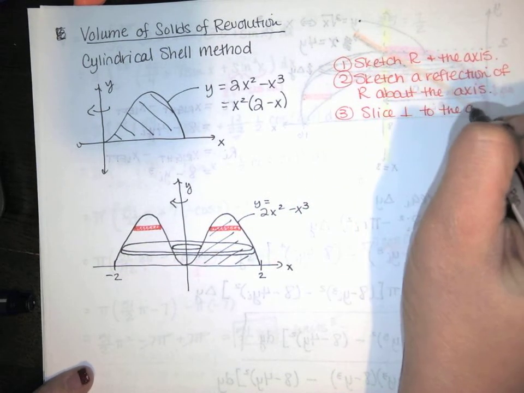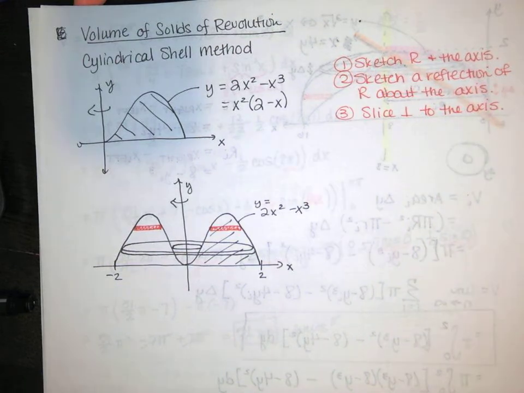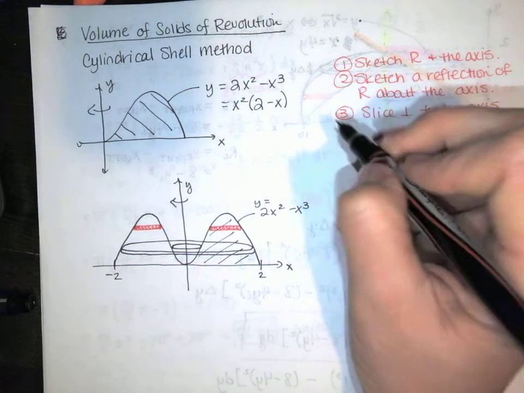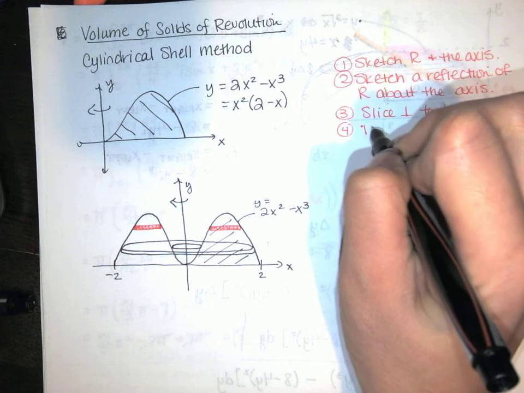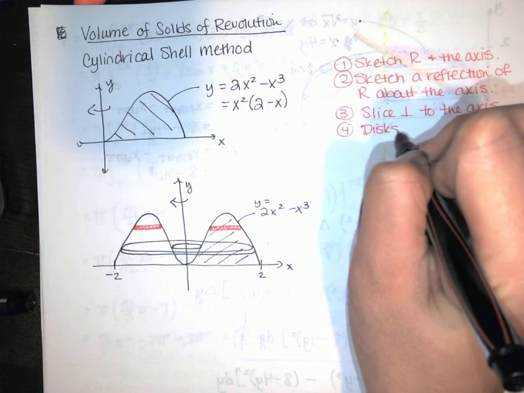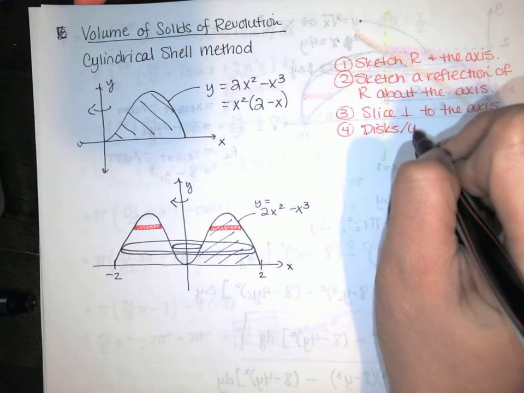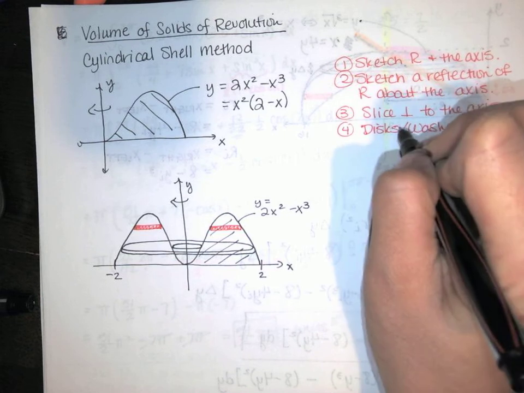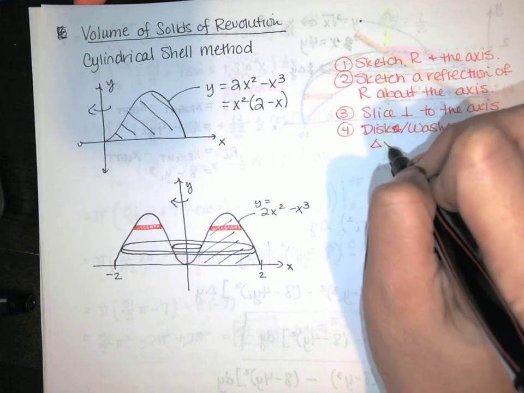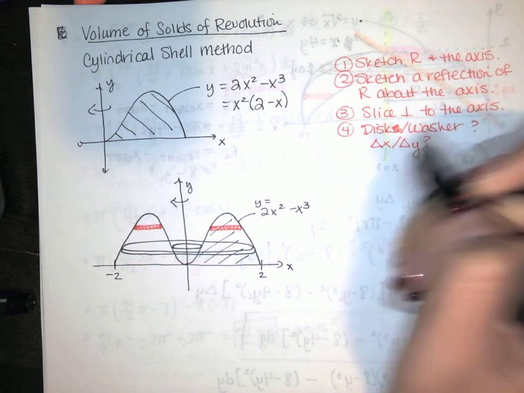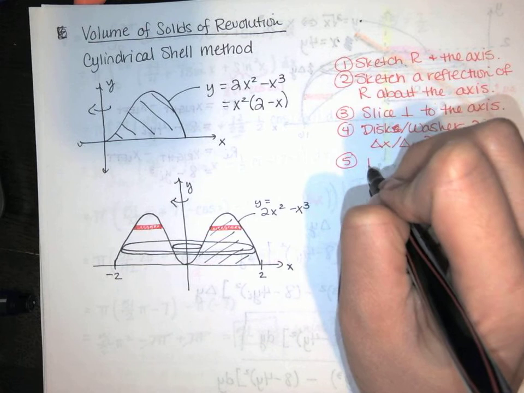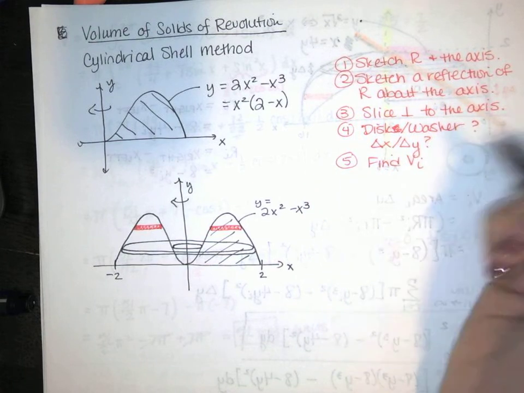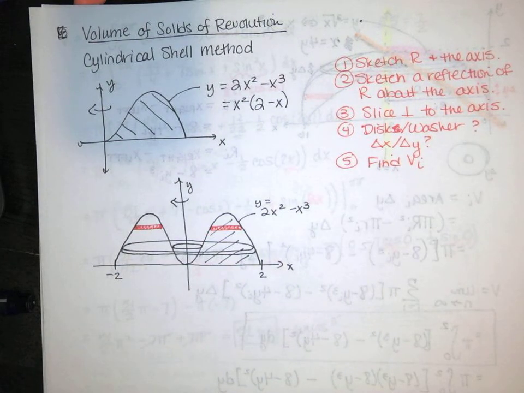I know I just said it, but I just want to give you that checklist of things to do. And now you have to decide between disks and washers, and delta x versus delta y. And then you want to find the formula for v sub i. So that's our method, remember.